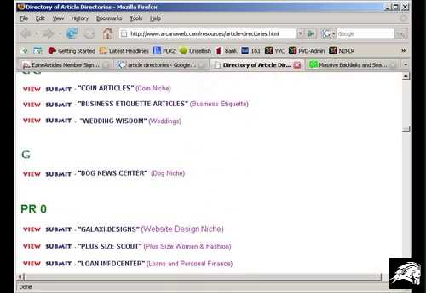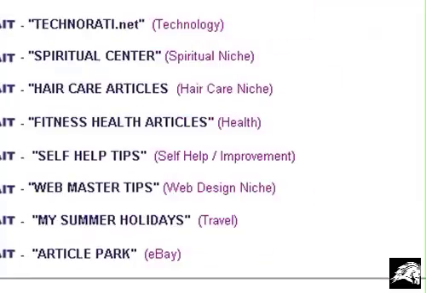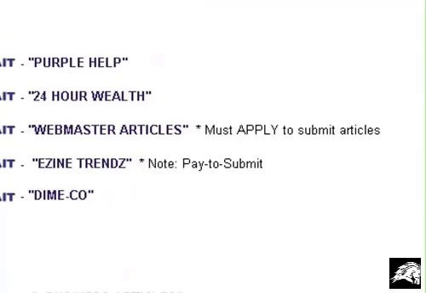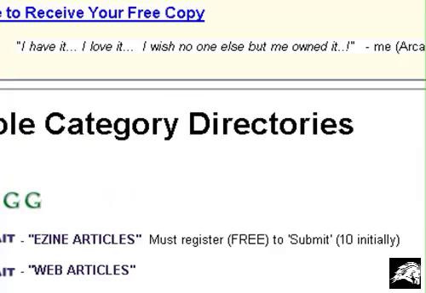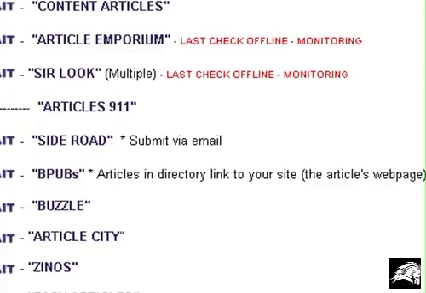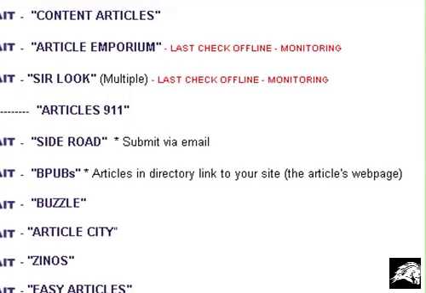But just the one I wanted to point out here, as you can see, it gives you a little bit of information along the side here on the directories. As you can see, this one here only allows you one article per month. So this is one I was wanting to point out. This one shows that they will only provide a link to your article, which again is kept on your website. But all in all, this is a pretty informative site.